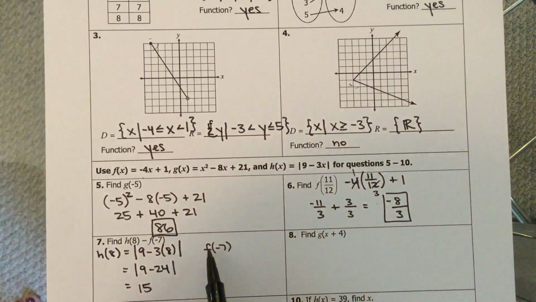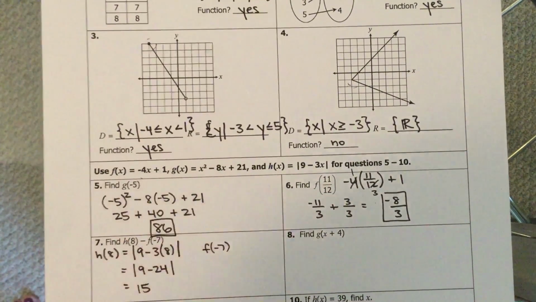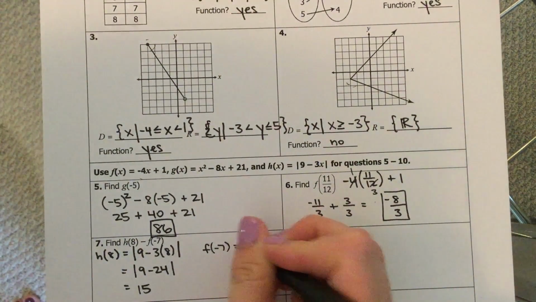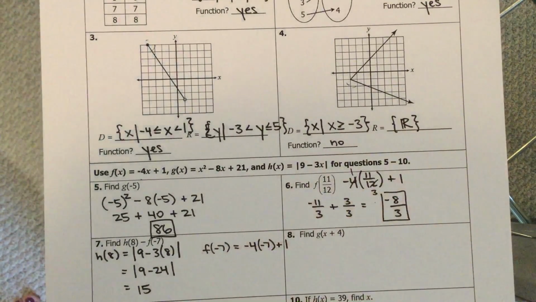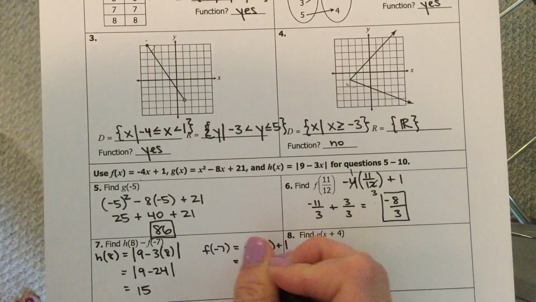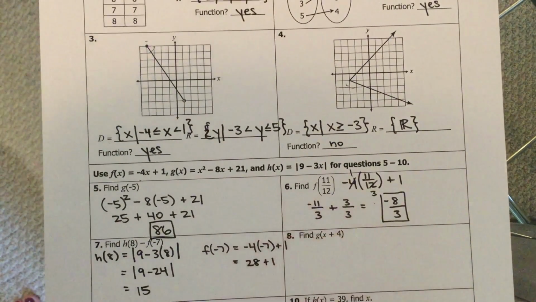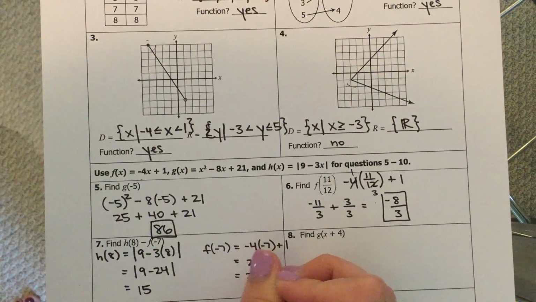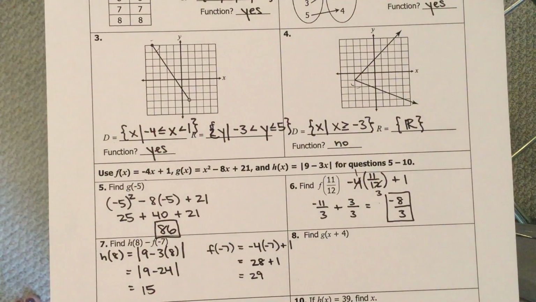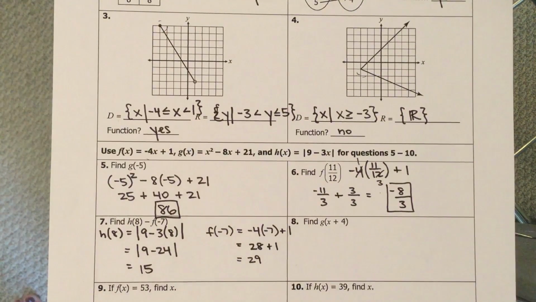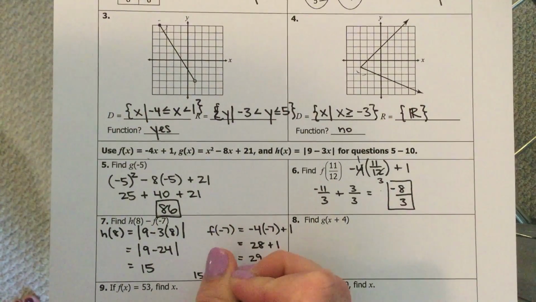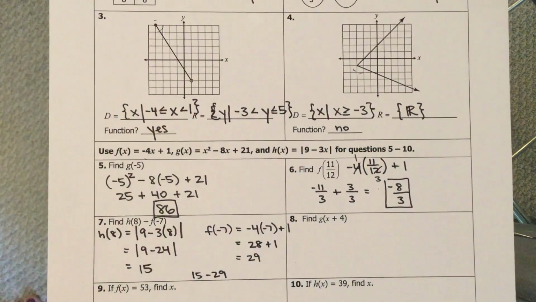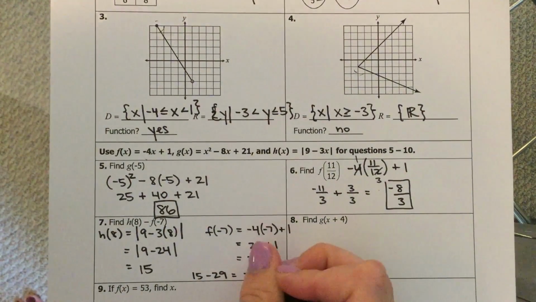F of -7, we'll use function f and replace the x with a -7. So -4 times -7 plus 1. When I do the multiplication, I get 28, and then plus 1. So that gives me 29. So that's the 2 separate values. And then for my answer, I'm supposed to be subtracting them. So 15 minus 29 ends up giving me for my final answer a -14.